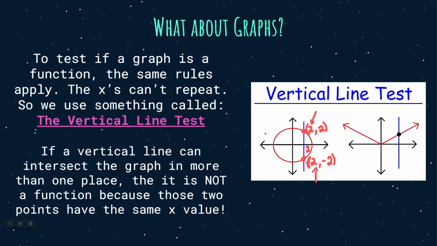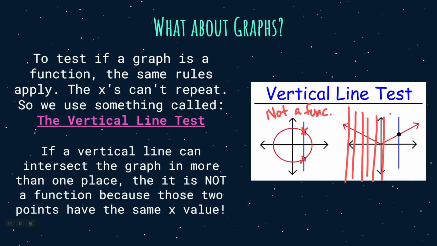I'm imagining a vertical line sweeping over this graph, and if it hits 2 points at the same time, like we see there, it hits this point and this point, that fails the vertical line test, and that is not a function. This, if I pass vertical lines over this whole graph, it only hits 1 point on that graph each time. That passes the vertical line test, and that is a function.